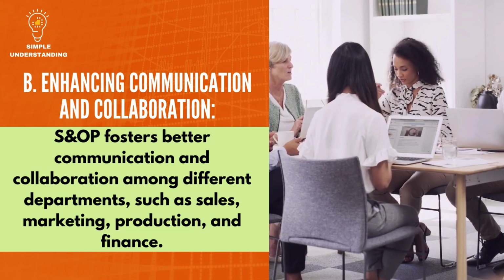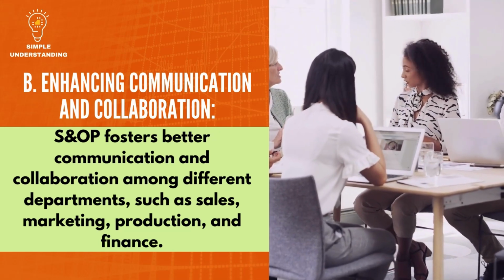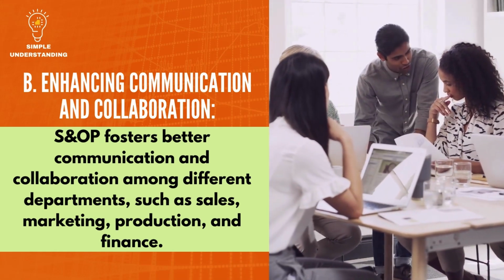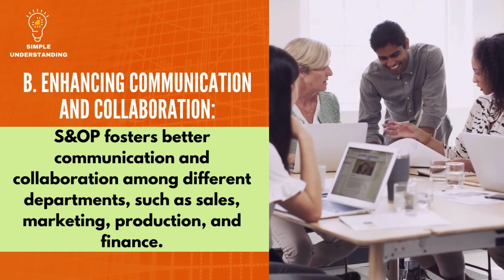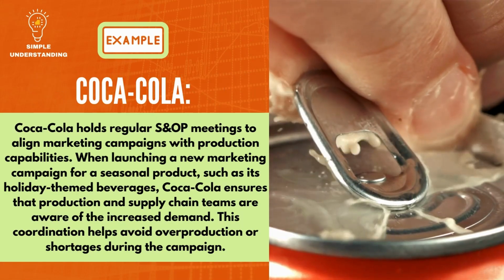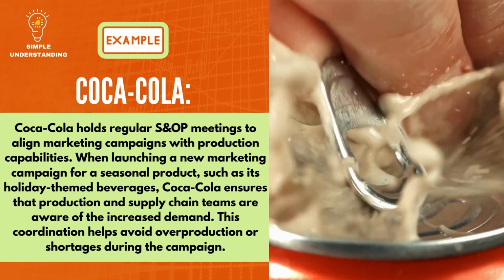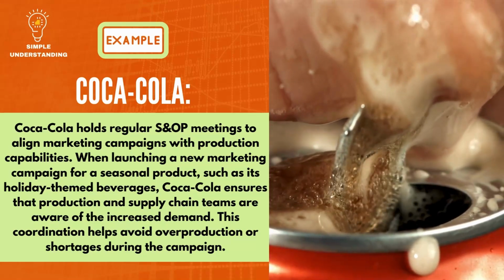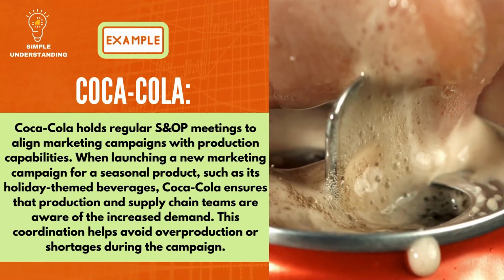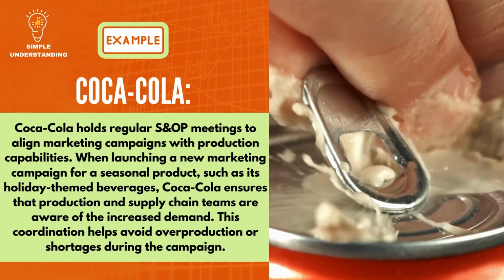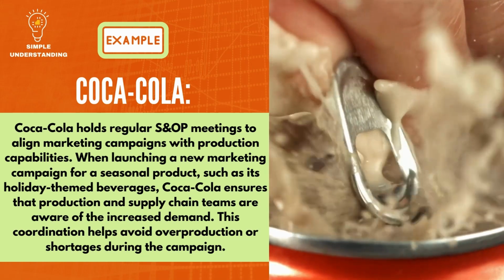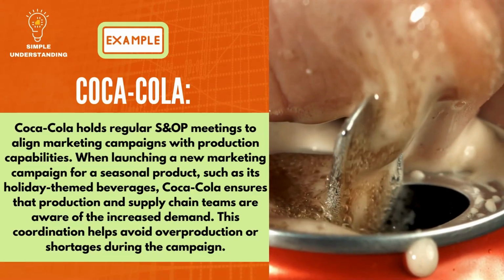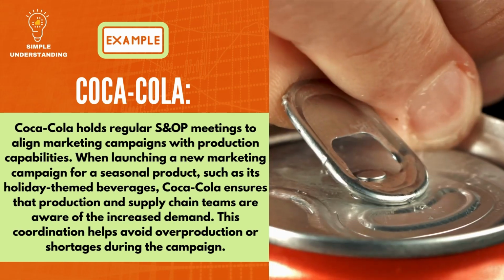B. Enhancing communication and collaboration. S&OP fosters better communication and collaboration among different departments, such as sales, marketing, production, and finance. Example: Coca-Cola. Coca-Cola holds regular S&OP meetings to align marketing campaigns with production capabilities. When launching a new marketing campaign for a seasonal product, such as its holiday-themed beverages, Coca-Cola ensures that production and supply chain teams are aware of the increased demand. This coordination helps avoid overproduction or shortages during the campaign.